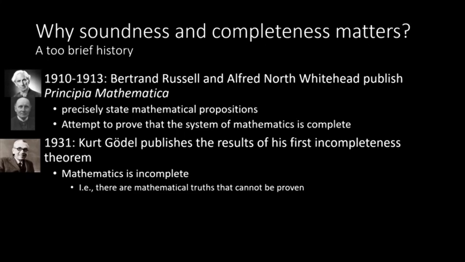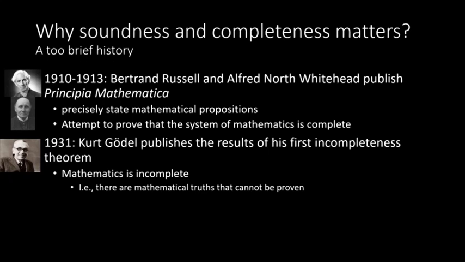Those are pictures of Russell on top, then Whitehead in the middle, and then of course Kurt Gödel on the bottom. And then along comes Kurt Gödel in 1931, and he publishes the results of his mathematical inquiries, and his first incompleteness theorem proves that Russell and Whitehead's project to show that the system of mathematics could be completely axiomatized was in fact impossible.